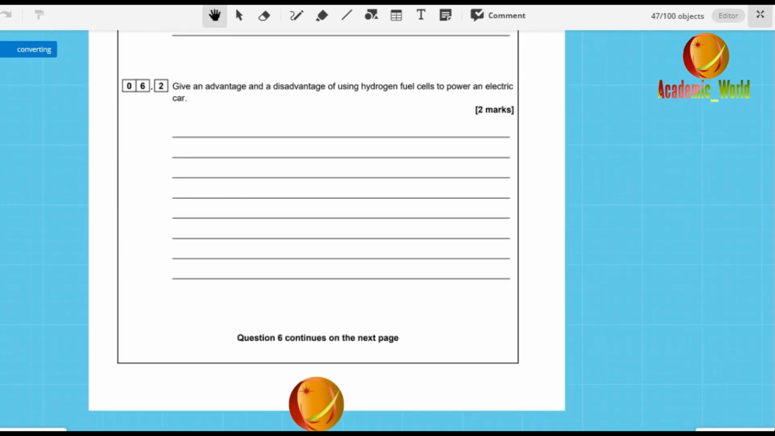Next, give an advantage and disadvantage of using a hydrogen fuel cell to power. The advantage is that it is a clean energy source, with water as a byproduct, and you can say that it has a higher energy density compared to traditional batteries. While the disadvantage you can write is that there is limited hydrogen infrastructure. And the next one, the production of hydrogen often relies on energy intensive processes. Basically you can say the limitation is that it reduces the overall efficiency.